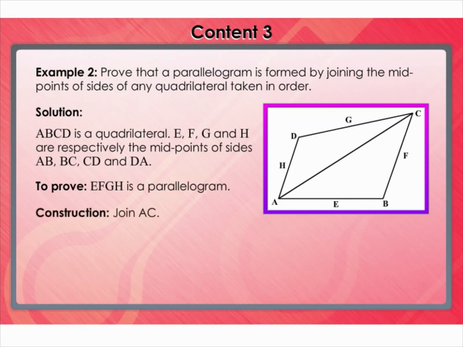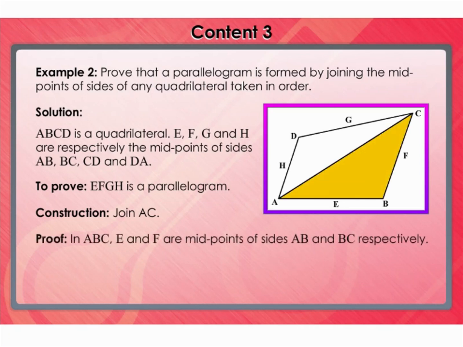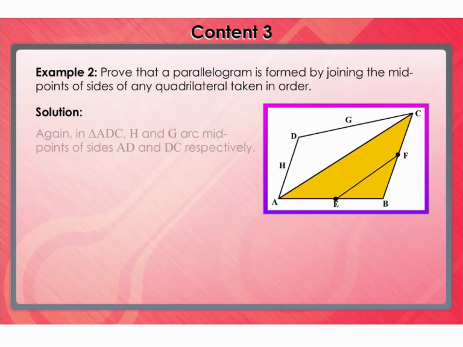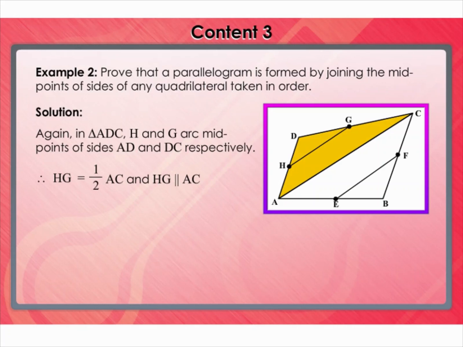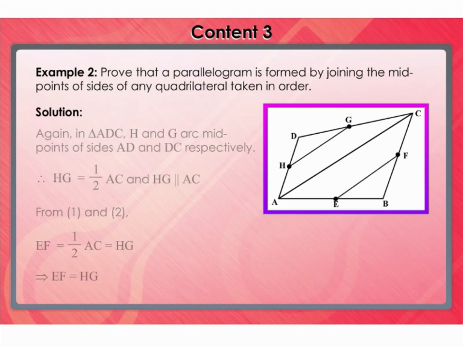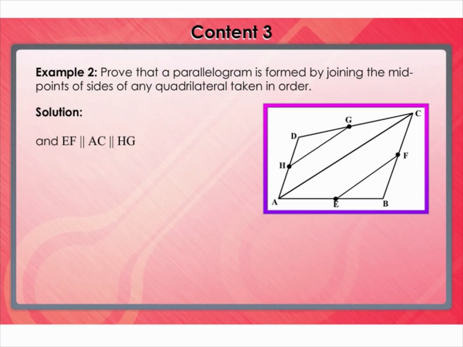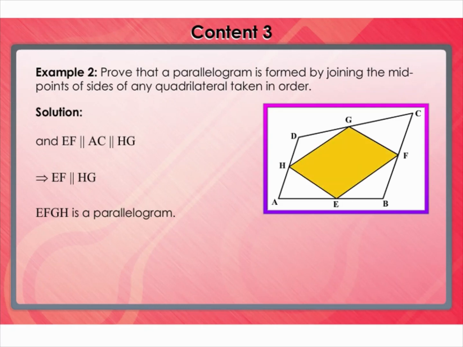Now join AC. In triangle ABC, E and F are midpoints of sides AB and BC respectively. Therefore, EF is equal to half of AC, and EF is parallel to AC. Again, in triangle ADC, H and G are midpoints of sides AD and DC respectively. Therefore, HG is equal to half of AC, and HG is parallel to AC. From equations 1 and 2, we have EF is equal to half of AC, which is equal to HG. This implies EF is equal to HG, and EF is parallel to AC, which is parallel to HG. This implies EF is parallel to HG. Hence, EFGH is a parallelogram.